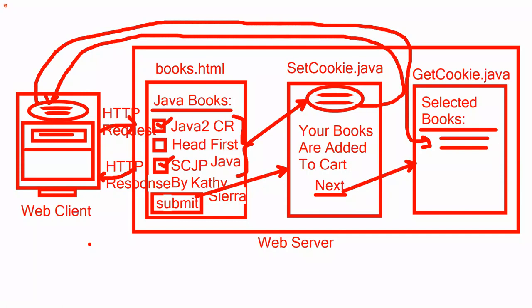Books are stored in the client computer. That is called a cookie. From the client system, first we send the request to books.html. This program is executed in the browser. You'll select some books and click on the submit button. Then the SetCookie servlet is executed. These books are stored in the client computer. Your books are added to cart message. Next hyperlink: selected books, you can retrieve.